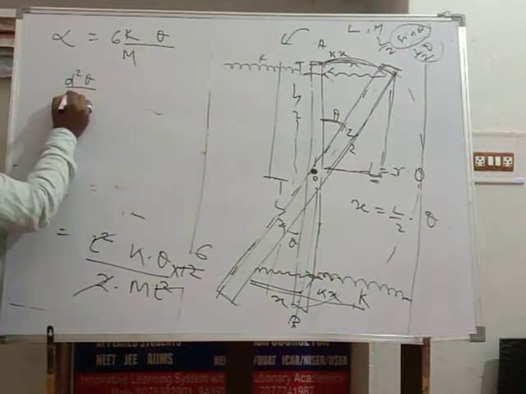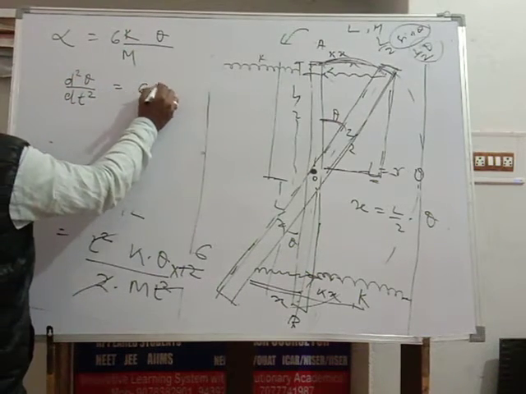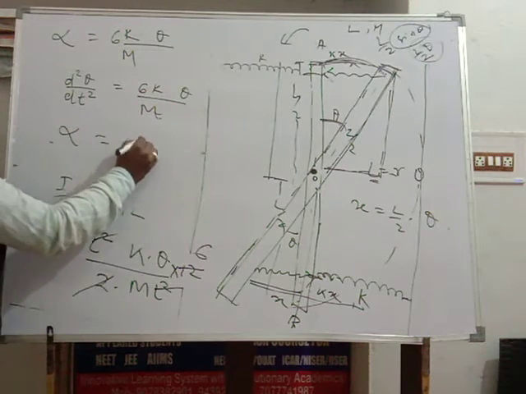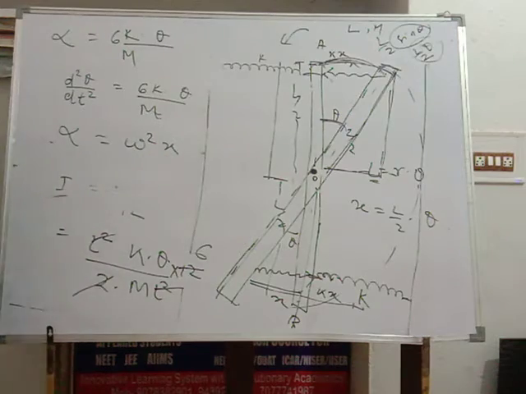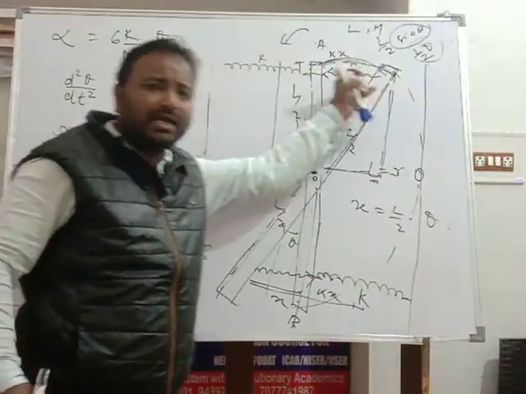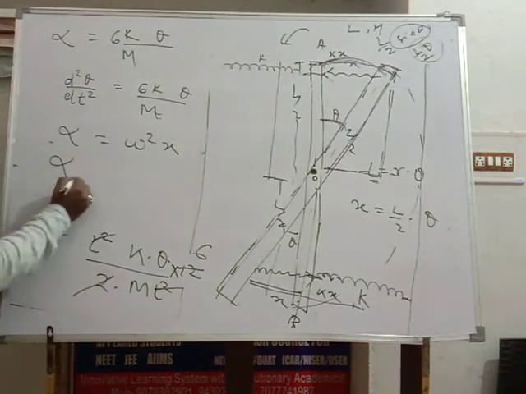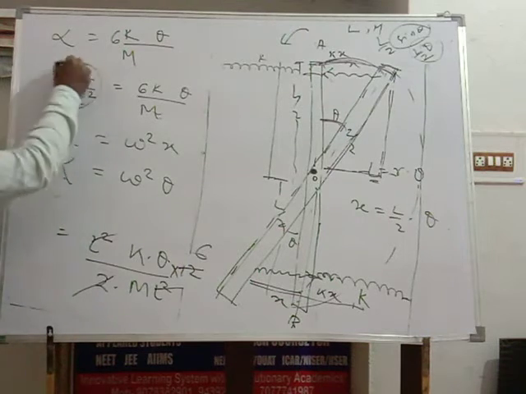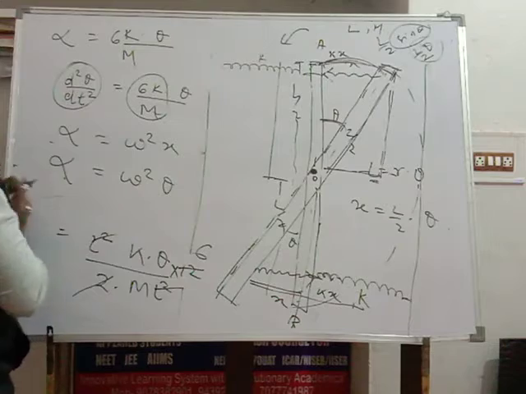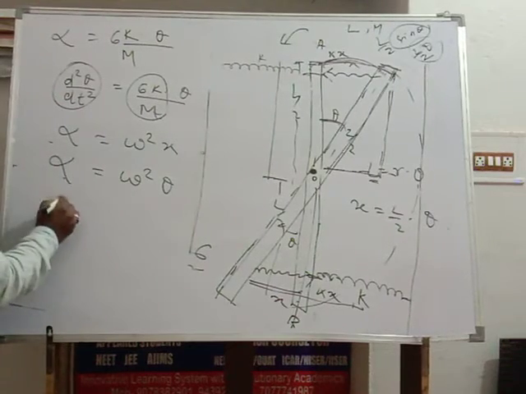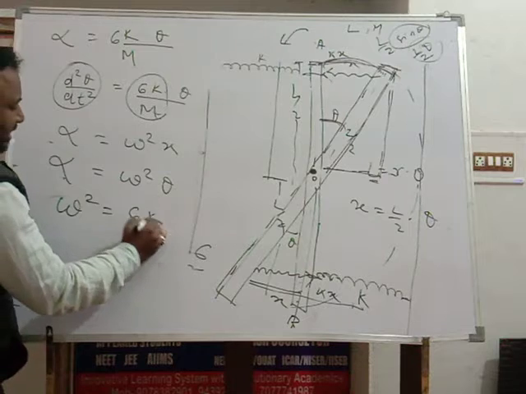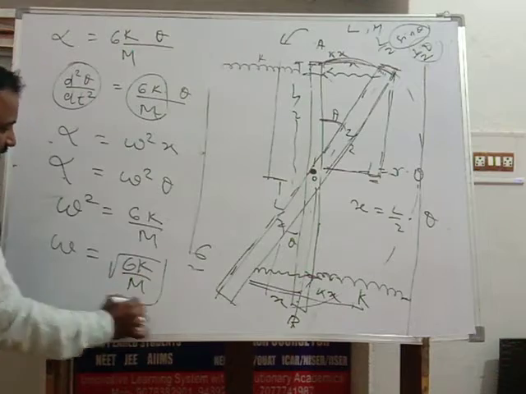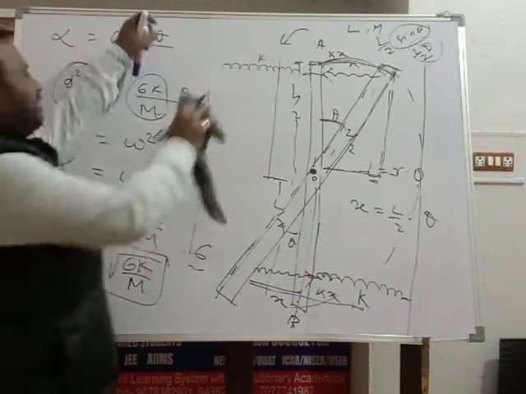But we know that alpha is nothing but d square theta upon dt square, which is equal to 6K theta upon m. But we know alpha equals omega square into x, where x is the linear displacement. But here displacement is angular. That's why our corresponding equation becomes alpha equal to omega square into theta. So comparing the equations, omega square is 6K by m, so omega would be equal to root over of 6K by m.